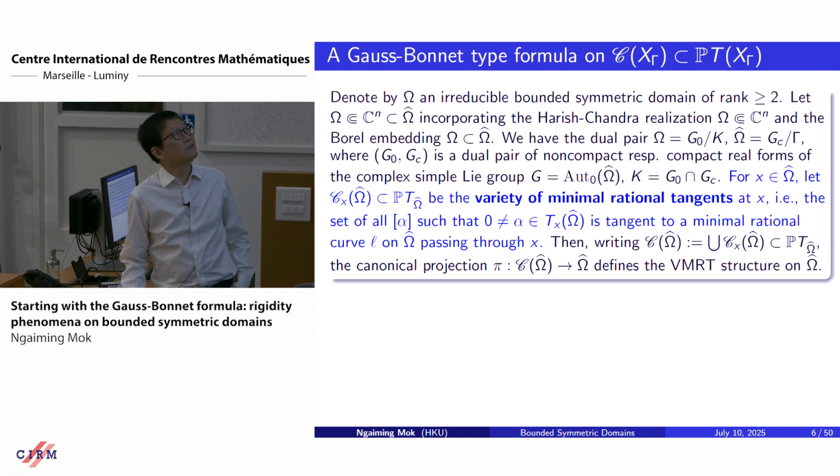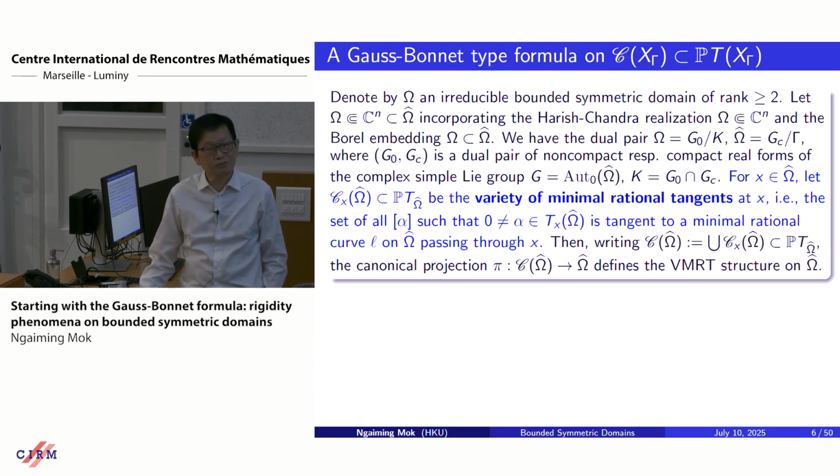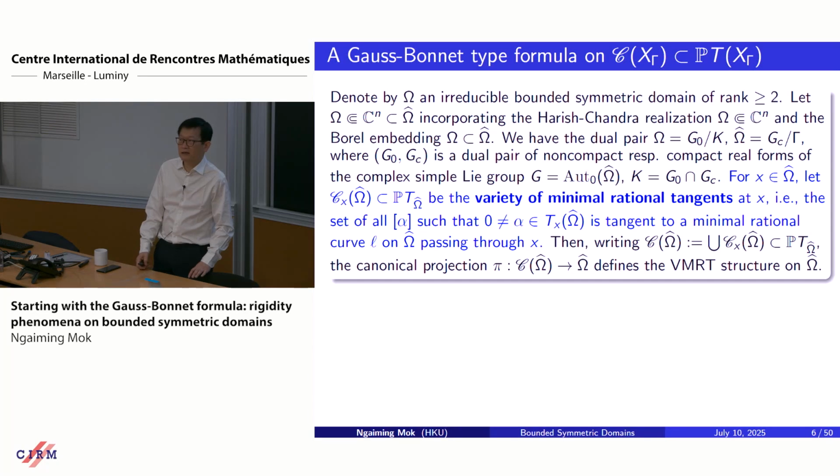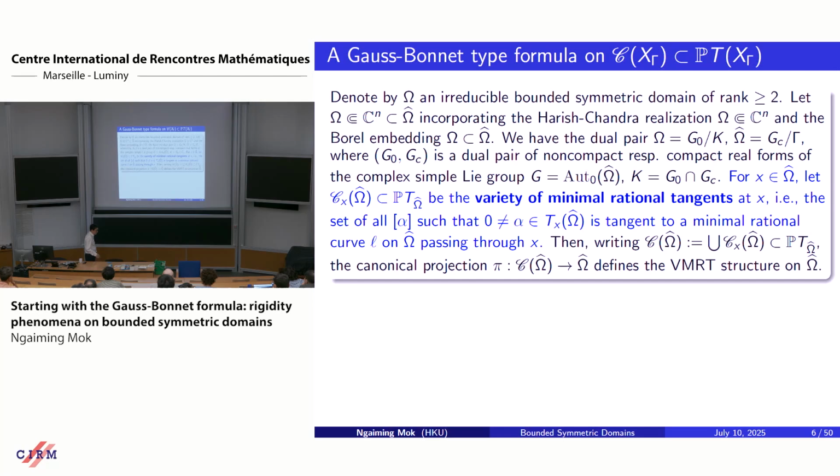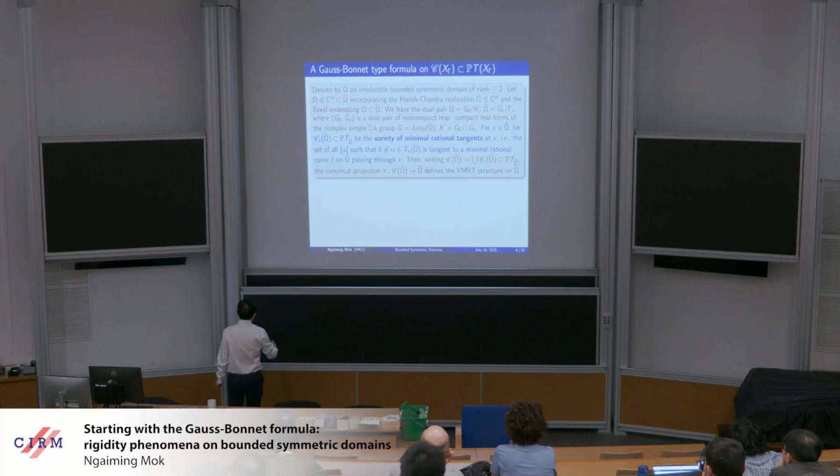So I want to say something about the proof. The proof comes from a Gauss-Bonnet formula. In our context, it is actually a Chern integral. But let me just very briefly explain in terms of a very simple example. Maybe it's better that I write on this board.